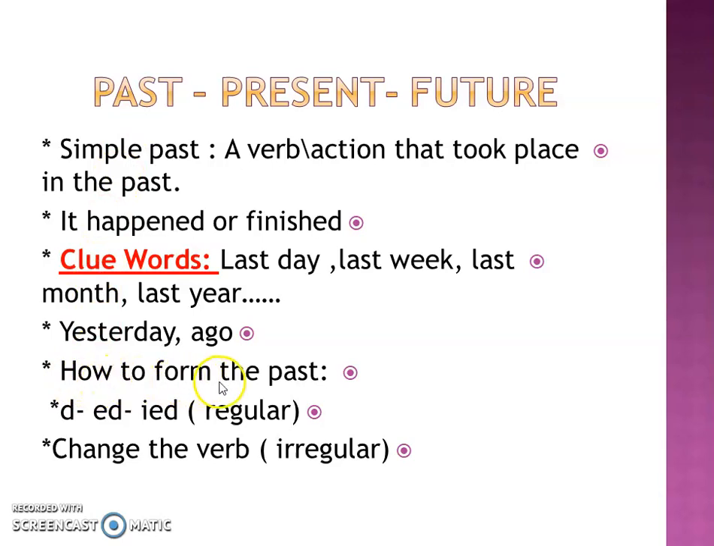Now, how do we form the past? We put D, ED, IED if our verb is a regular one, or we change the verb so it is irregular.